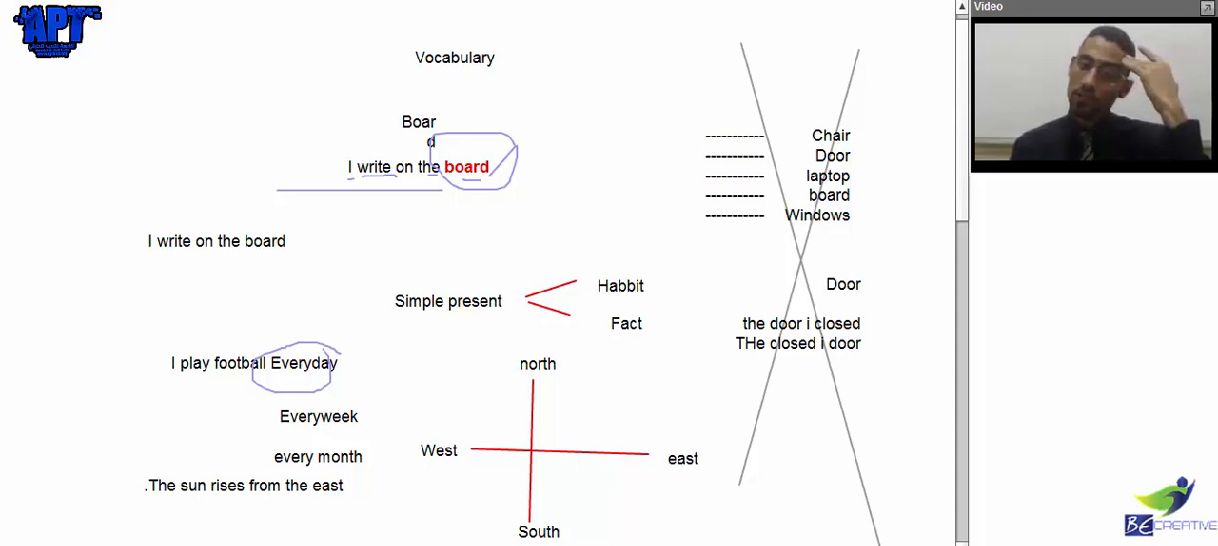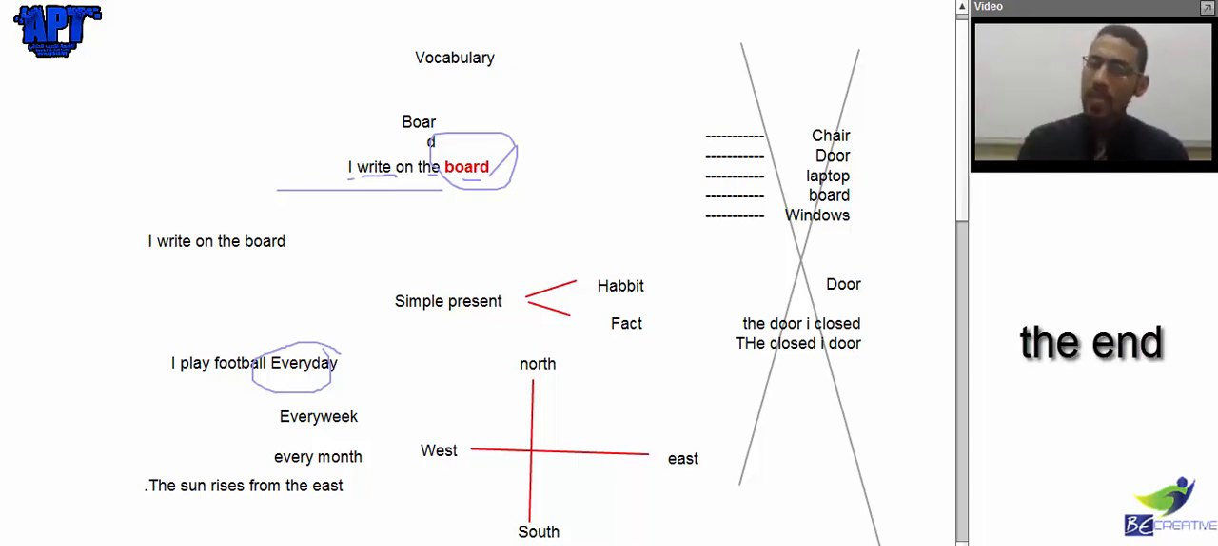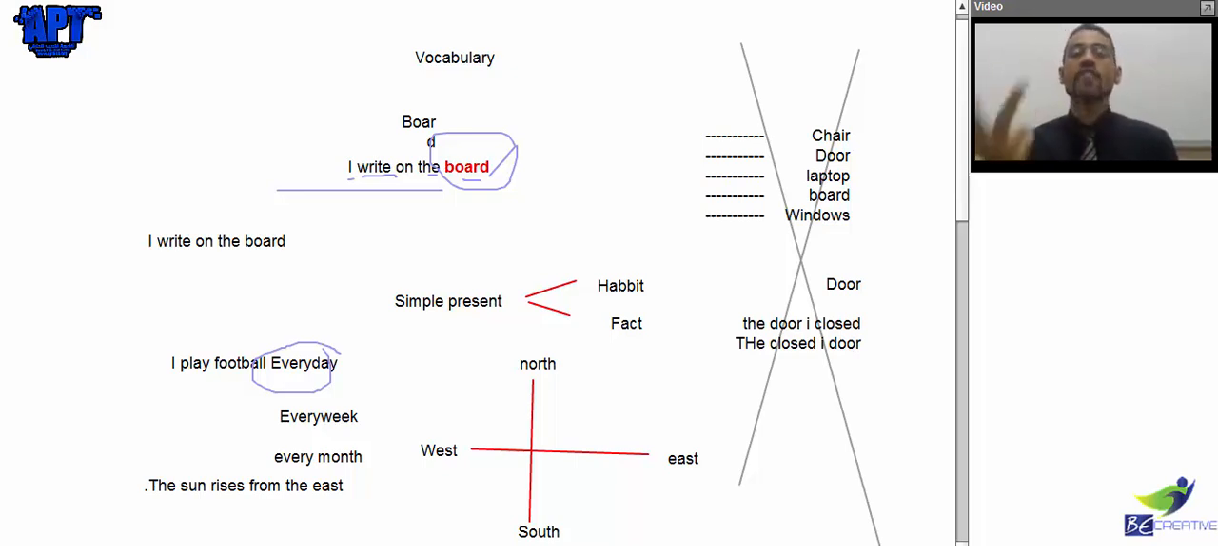When I understand the present simple, in the future I will think about it. That's my question: what do you do every day? Every day, that's a habit. So this is a simple present. So I say, okay, I go to school every day.